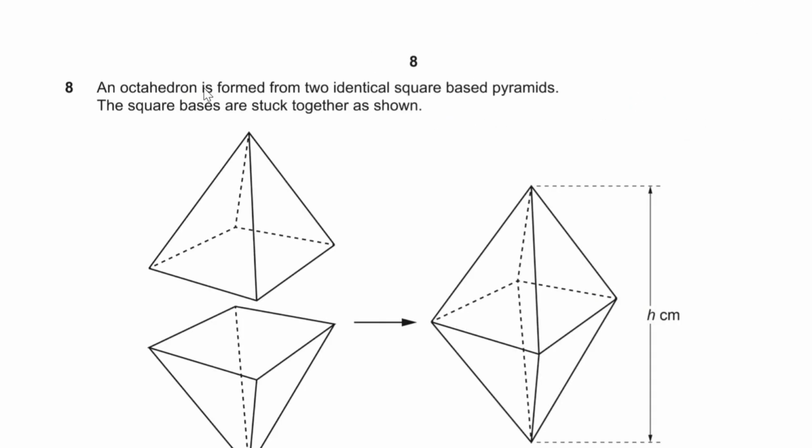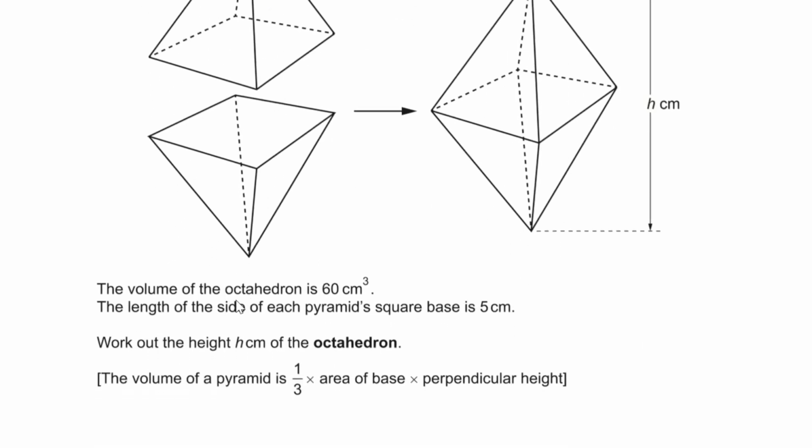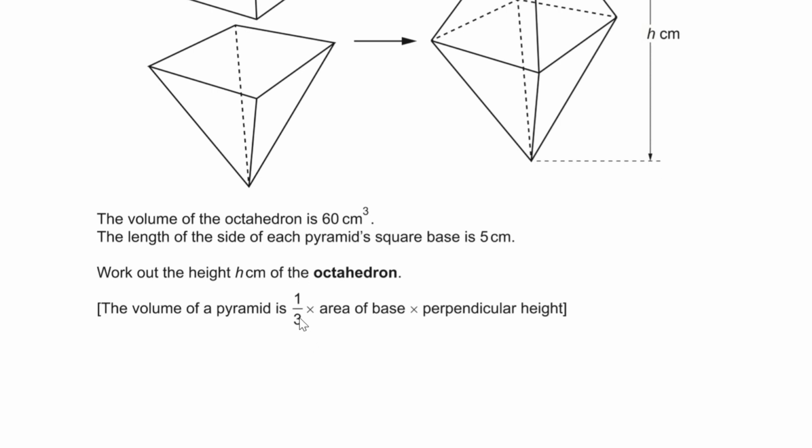Question 8. An octahedron is formed from two identical square base pyramids. The square bases are stuck together as shown, as we see here. The volume of the octahedron is 60 centimeters cubed. The length of the side of each pyramid's square base is 5 centimeters. And we have to work out the height h of the octahedron. We're given that the volume of a pyramid is a third times the area of the base times the perpendicular height.